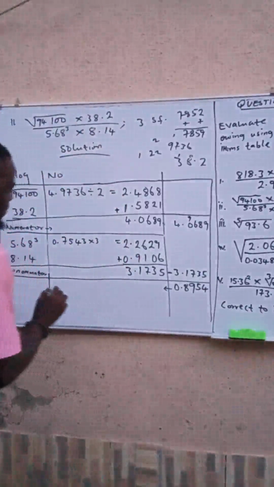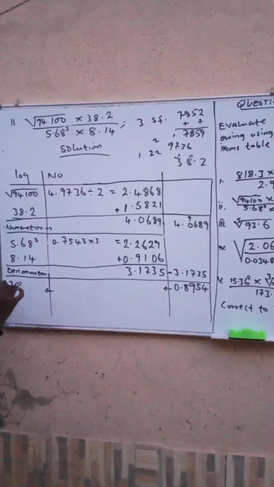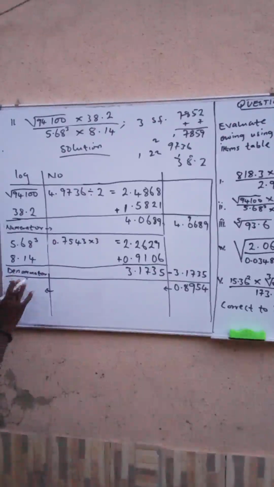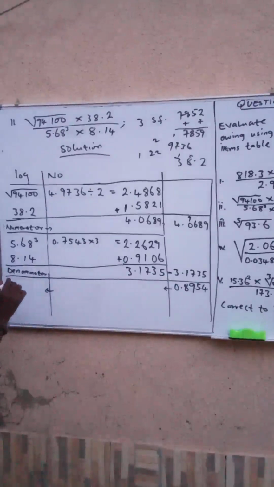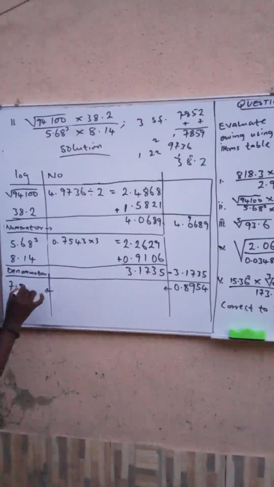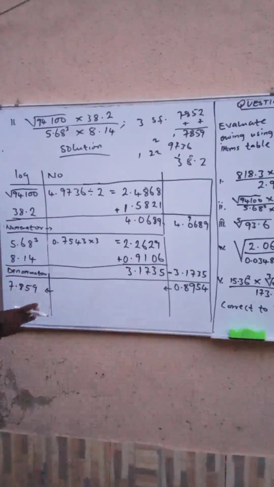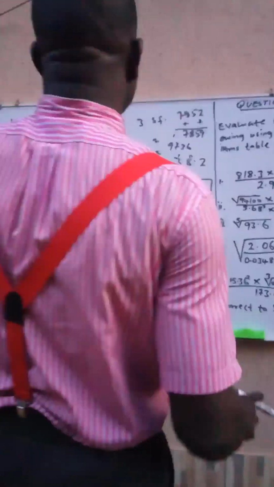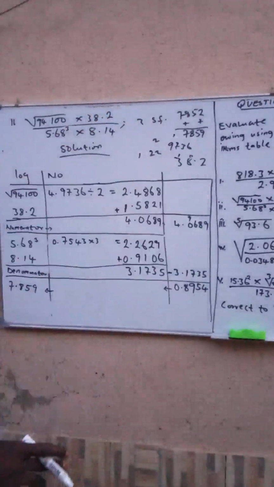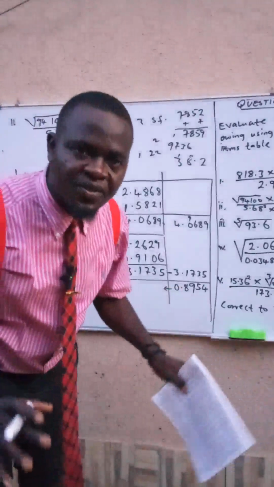So what I'll do here is what? That means I'll have 7, 8. That is 7.859. But what they told us to do is that we should leave our answer to 3 significant figures. You must read the instruction carefully.